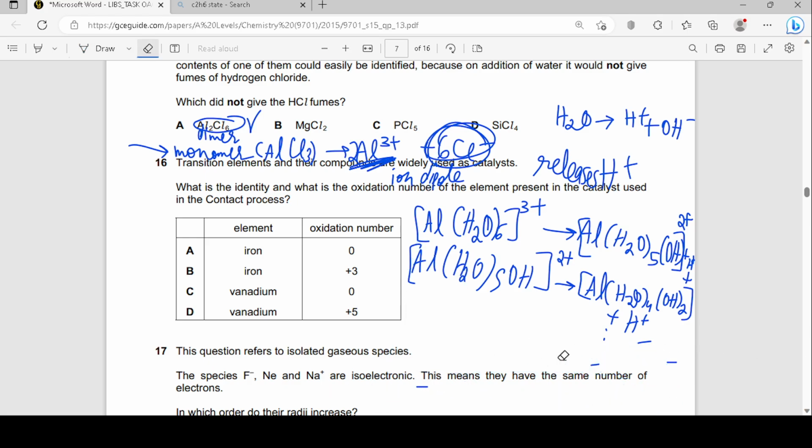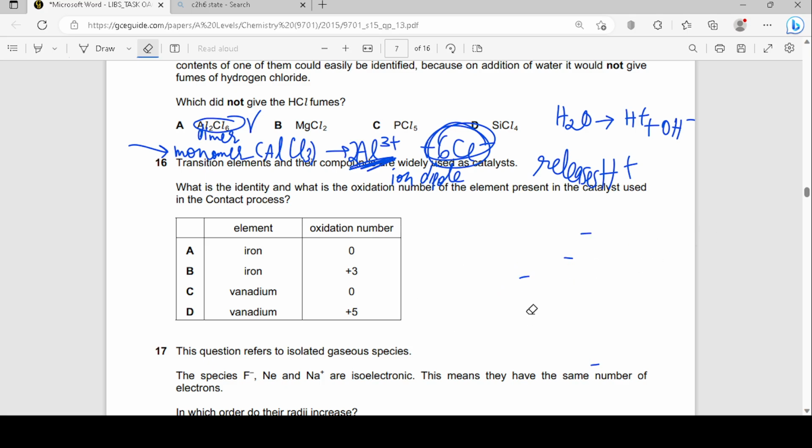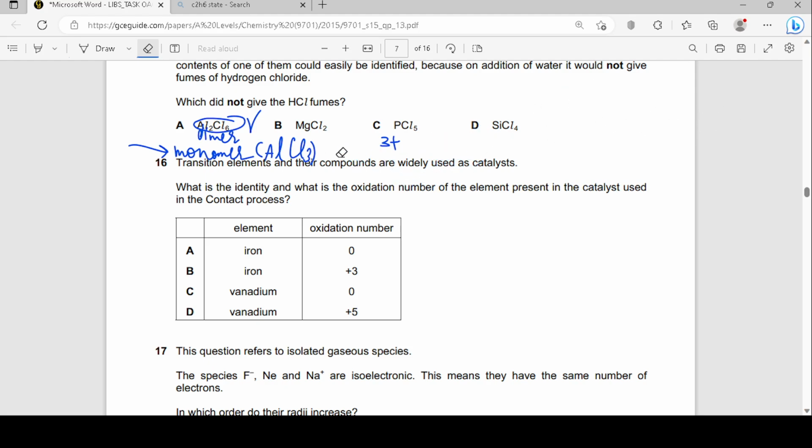Okay, hope that makes sense. Now we're going to look at the other options. Basically, A is not the correct answer. Okay, let's look at MgCl2. Anyways, so A is not the correct answer. Now let's look at MgCl2.